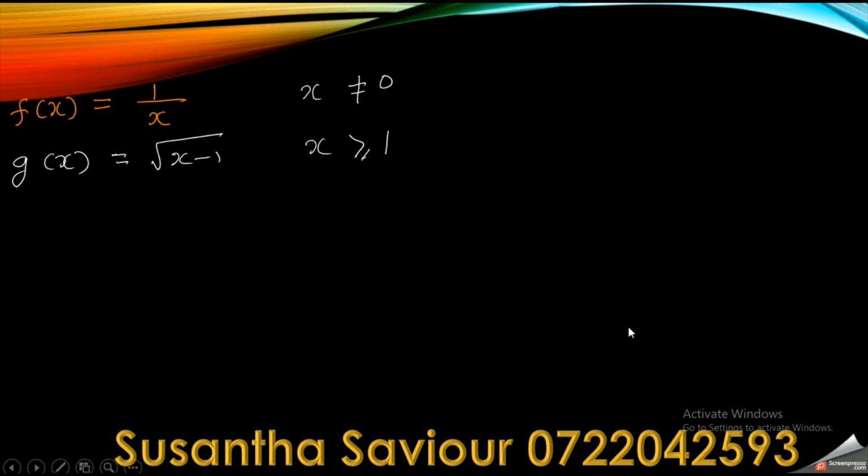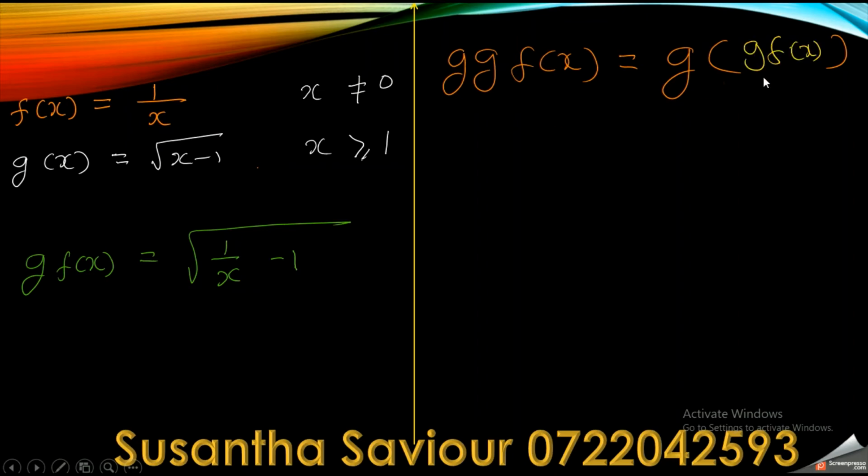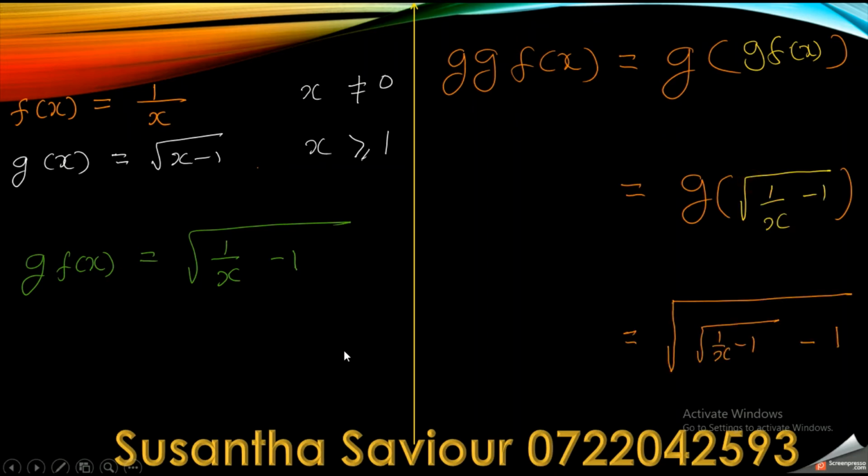What is the next part? gfx is this, and then we are looking for ggfx of the same thing. So what we do is, first we take gfx as this, and then in g you apply gf, right? gf is this. So in the function g you apply this one, right?